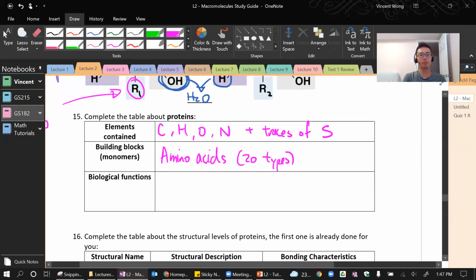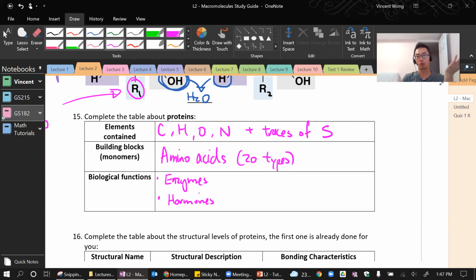Biological functions. So many things proteins can do. They can be enzymes. As I mentioned, enzymes catalyze, they speed up chemical reactions. Without enzymes, we would be in a lot of trouble. They can be hormones. Our body has 2 types of hormones. There are the steroid hormones that we talked about, testosterone, and the other one, estrogen. And then we have peptide hormones, the protein hormones.